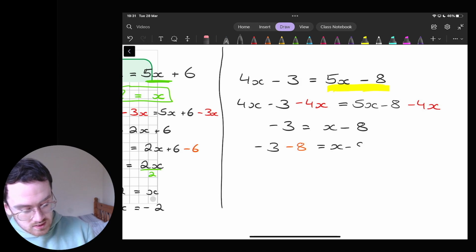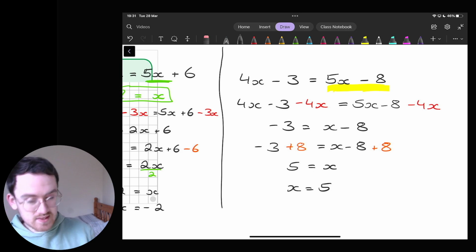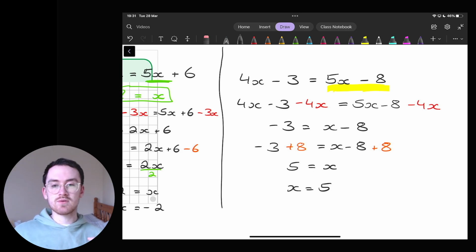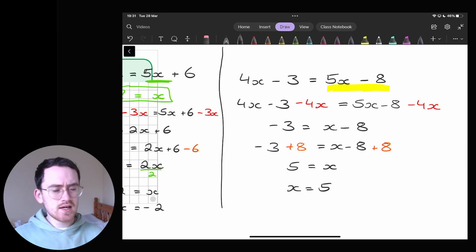Okay, so this can kind of feel like we're working a bit backwards here. And it gives me that 5 is equal to x, or x is equal to 5. So again, same answer we got, following the same idea, but we're just working that little bit kind of the opposite way, and it can be a little bit confusing.